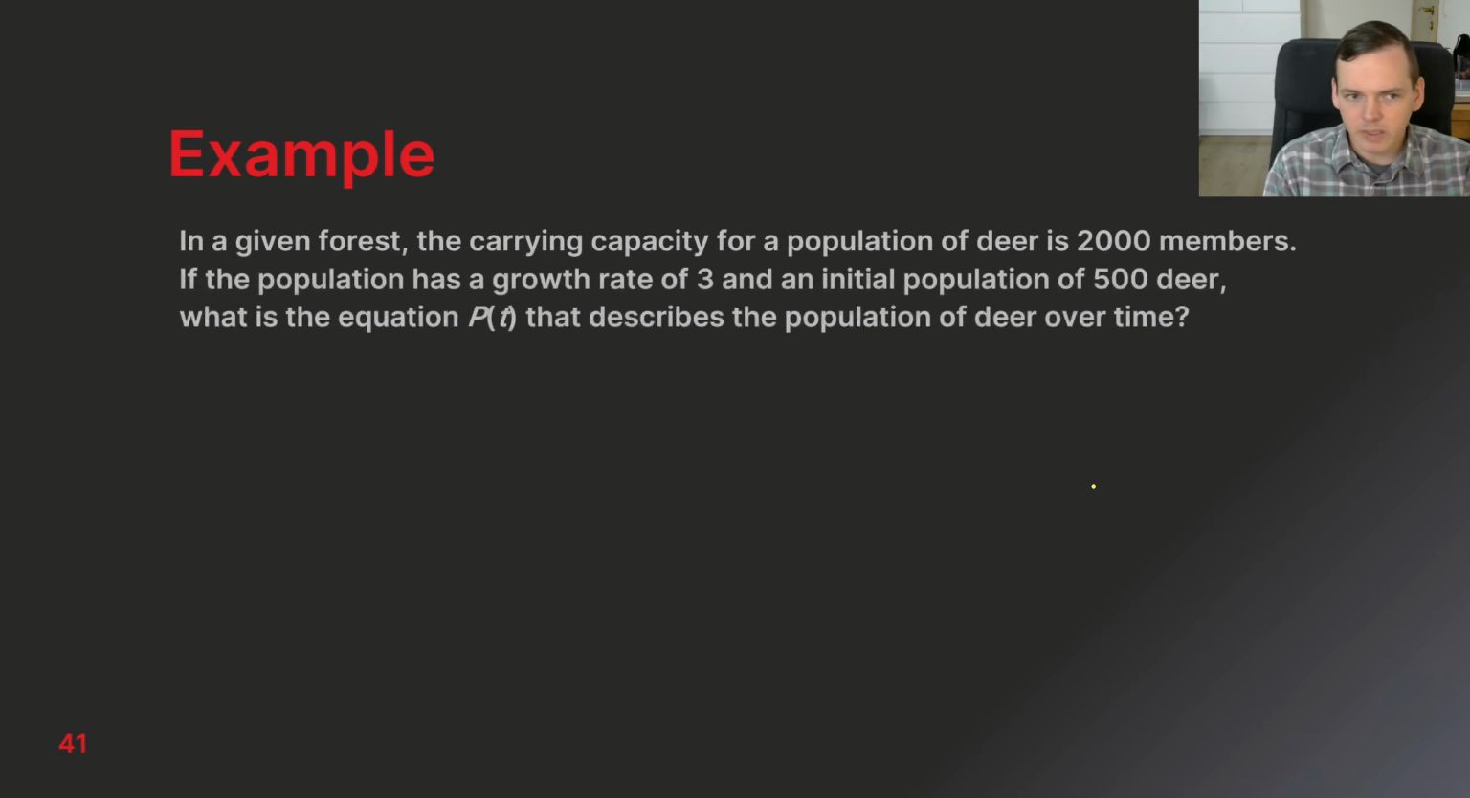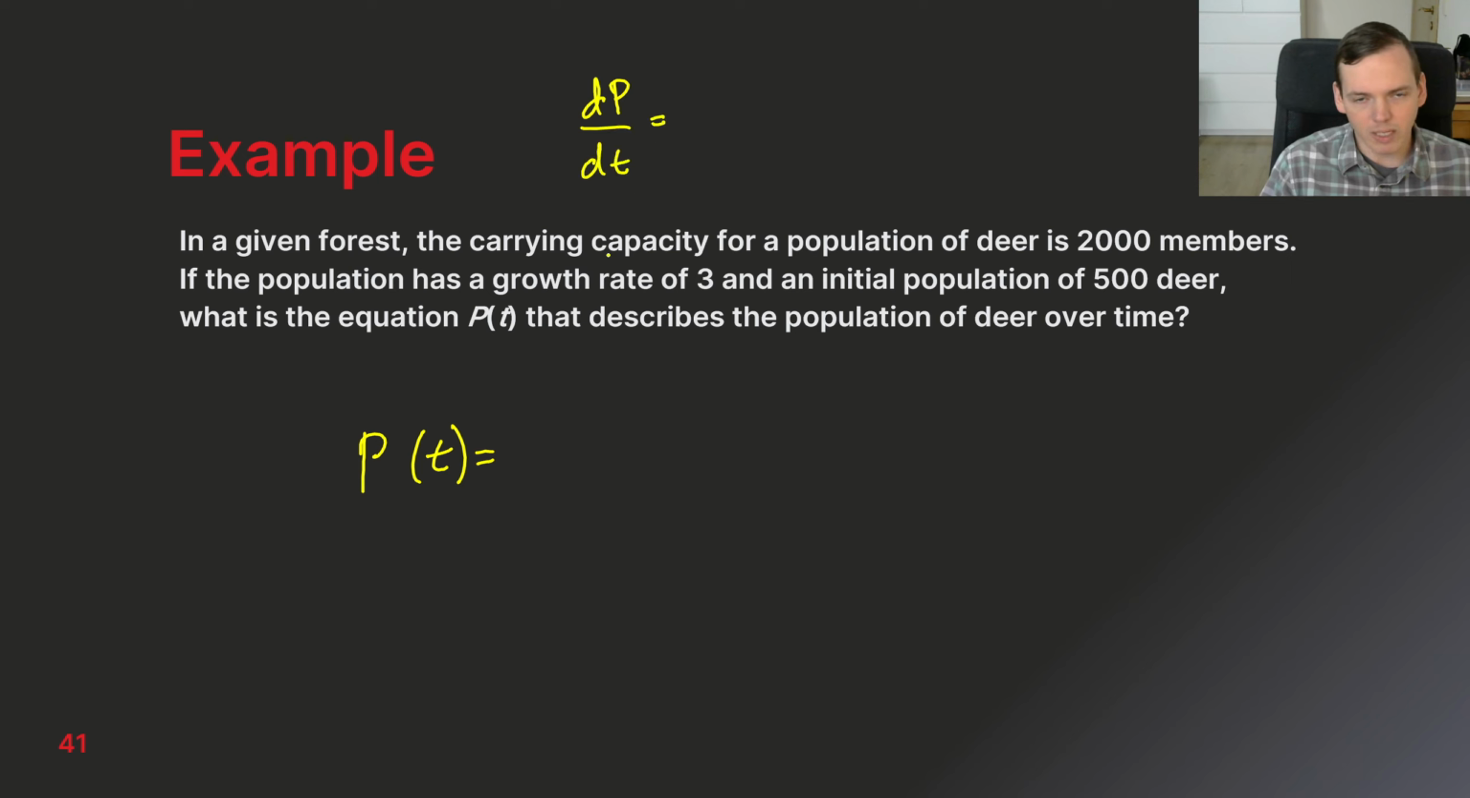All right, one more quick example. In a given forest, the carrying capacity for a population of deer is 2,000 members. What if the population has a growth rate of 3 and an initial population of 5,500? What is the equation P(t) that describes the population of deer over time? Again, just using what we've talked about before. If you were curious, you can try writing the differential equation and the population function. You can pause here to give that a shot. Otherwise, I'll write them out here.